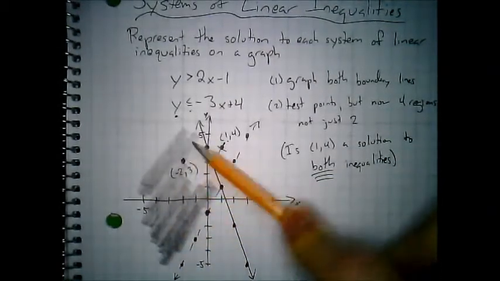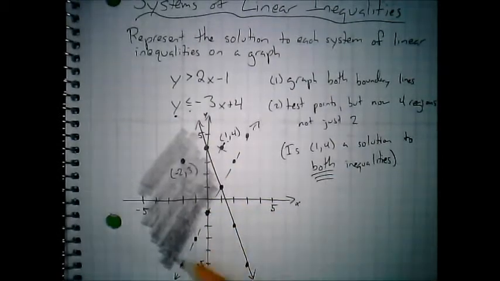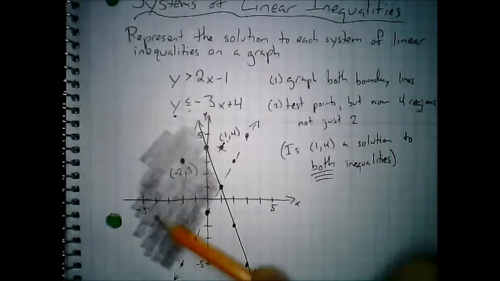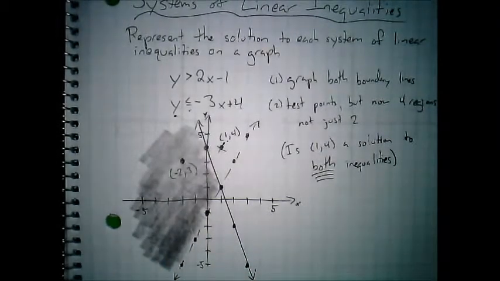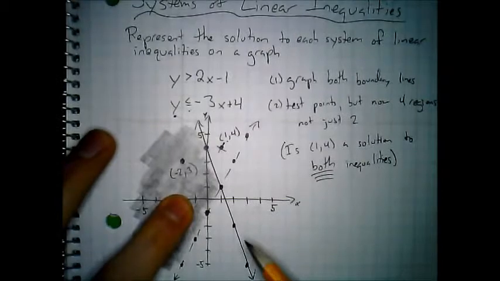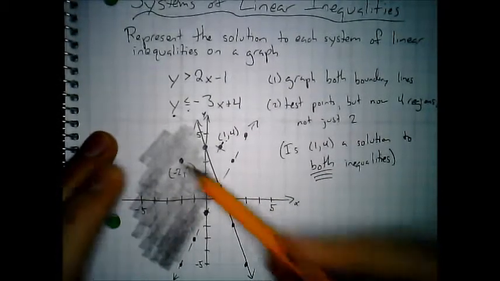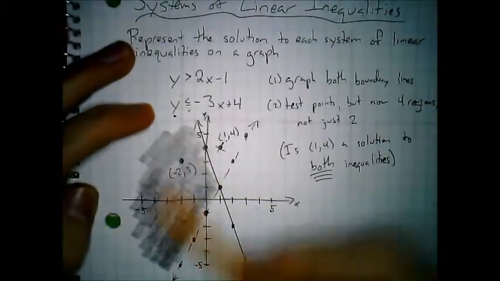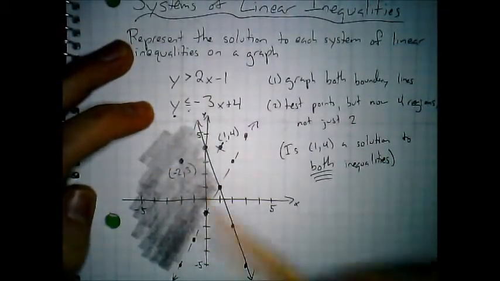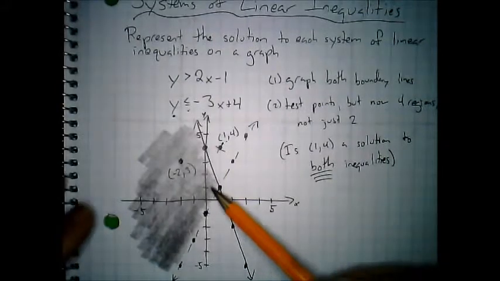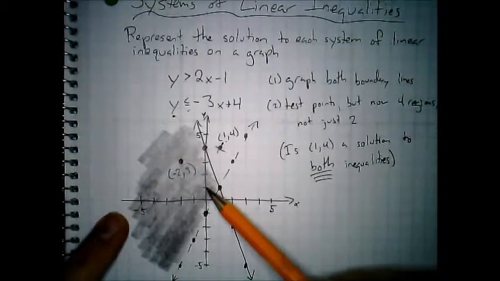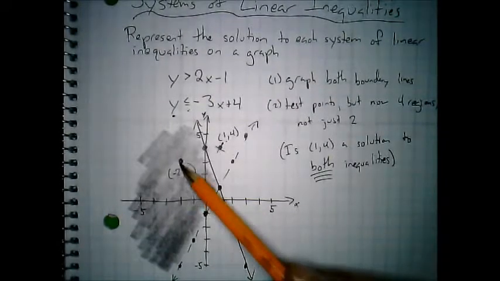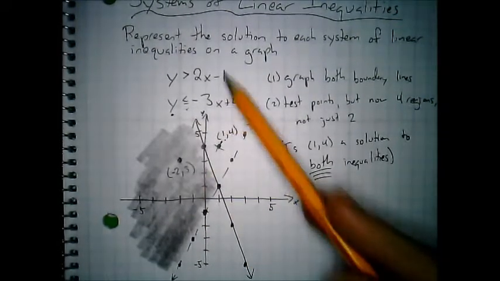So every single point over here is a solution to both inequalities. Okay, so this is the side of the line where y is greater than 2x minus 1, and this is the side of the line where y is less than negative 3x plus 4, and this region is where those two solution sets overlap. These are the solutions that make both of these inequalities true.